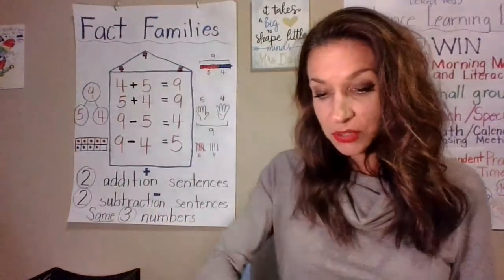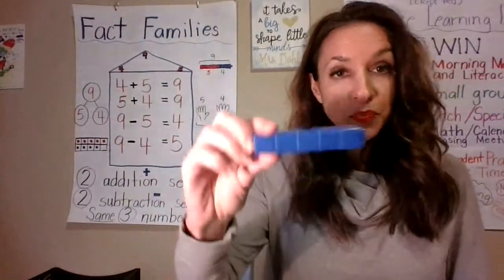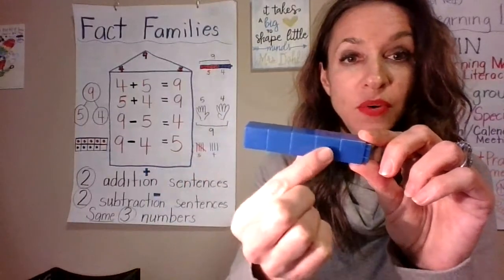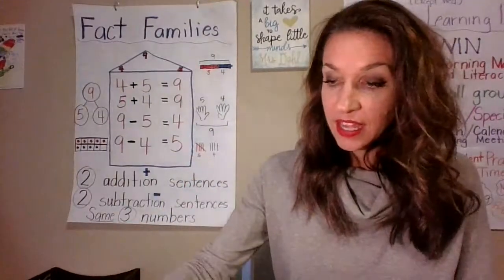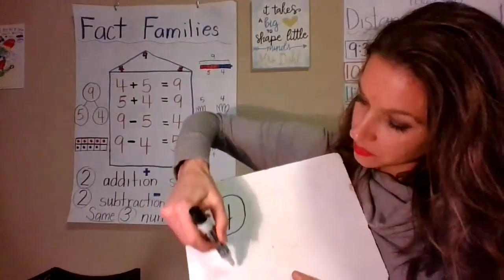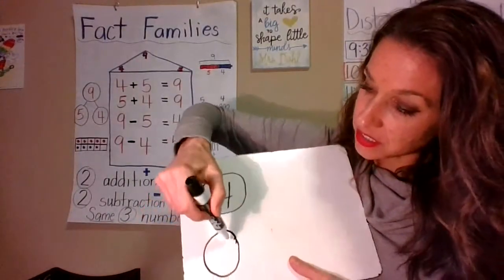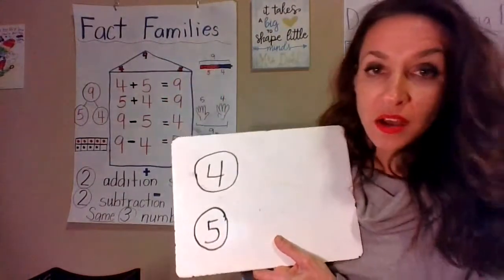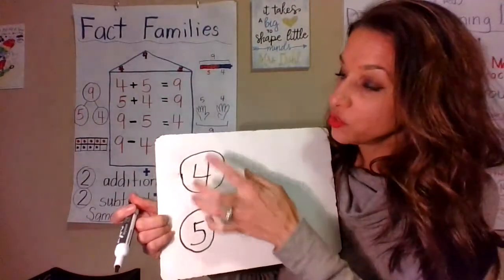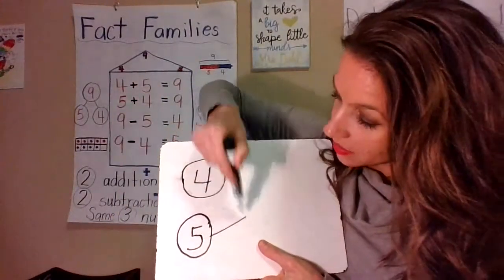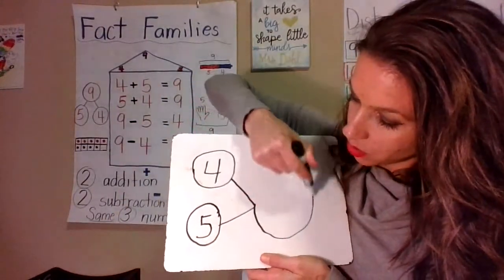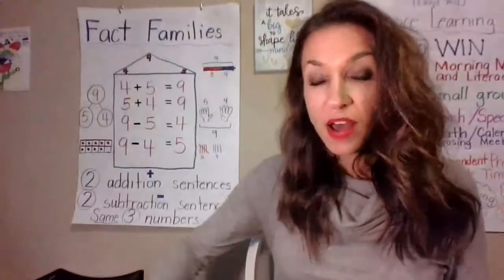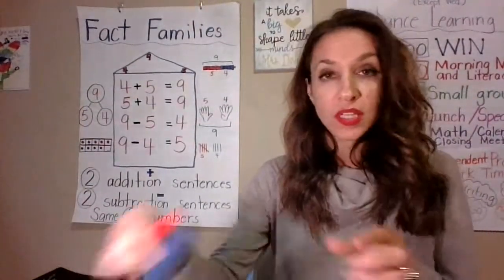Let's look at how many blue cubes I have. I have 1, 2, 3, 4, 5. I have 5 blue cubes. So let's make another circle and make the number 5. All right, so we know a number bond is 2 parts that go together to make a whole. So let's take a look at our cubes and see how many we have all together, or what our whole is.